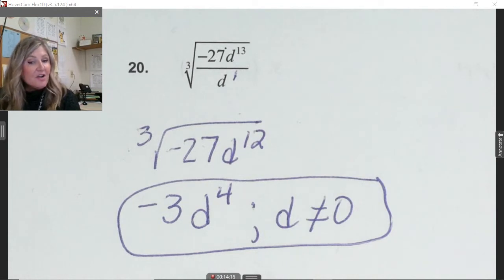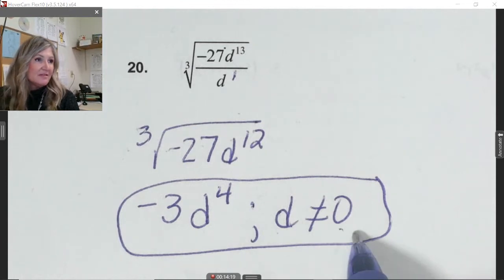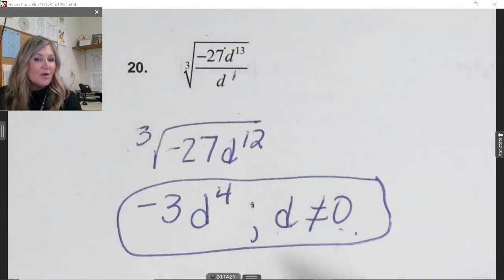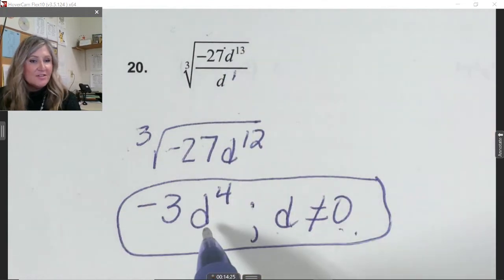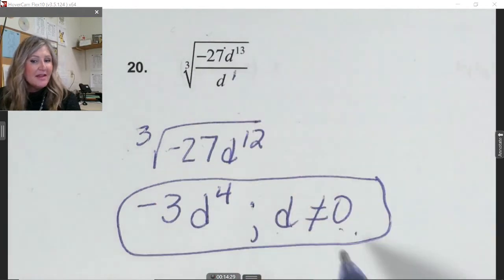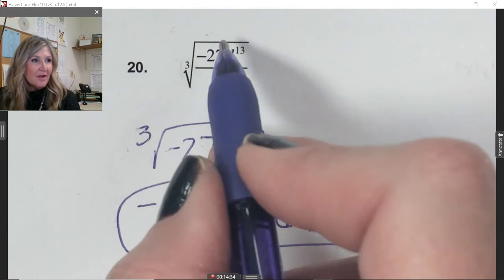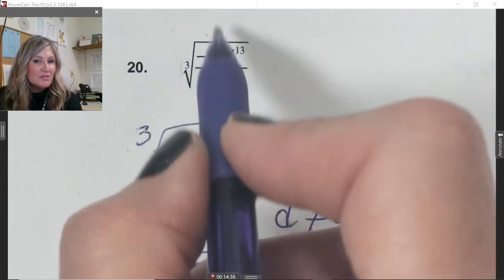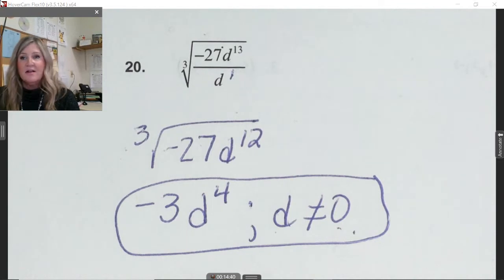And that is difficult for people to understand, why we have to make this statement. But these two are equivalent for every d value. If d is 1, 2, 3, negative 7, no matter what, these are equivalent, except they're not going to be equivalent when d is 0. So I'm saying this is equal to that as long as d does not equal 0. Okay?